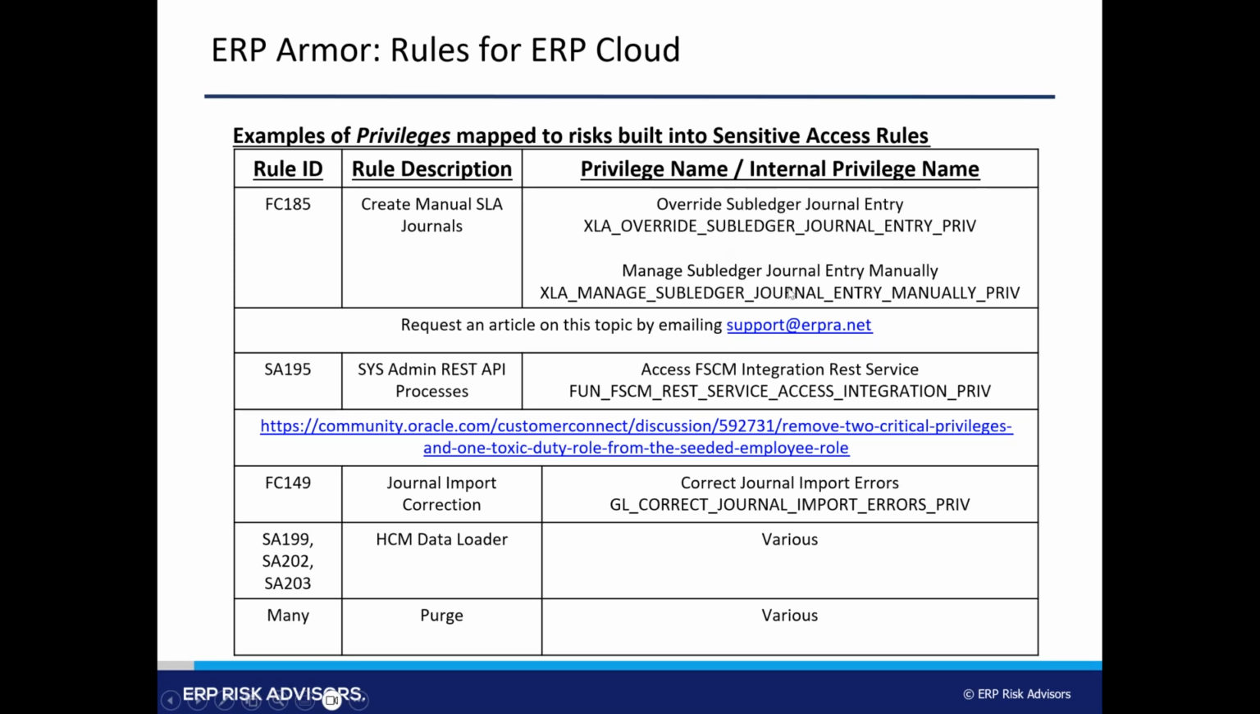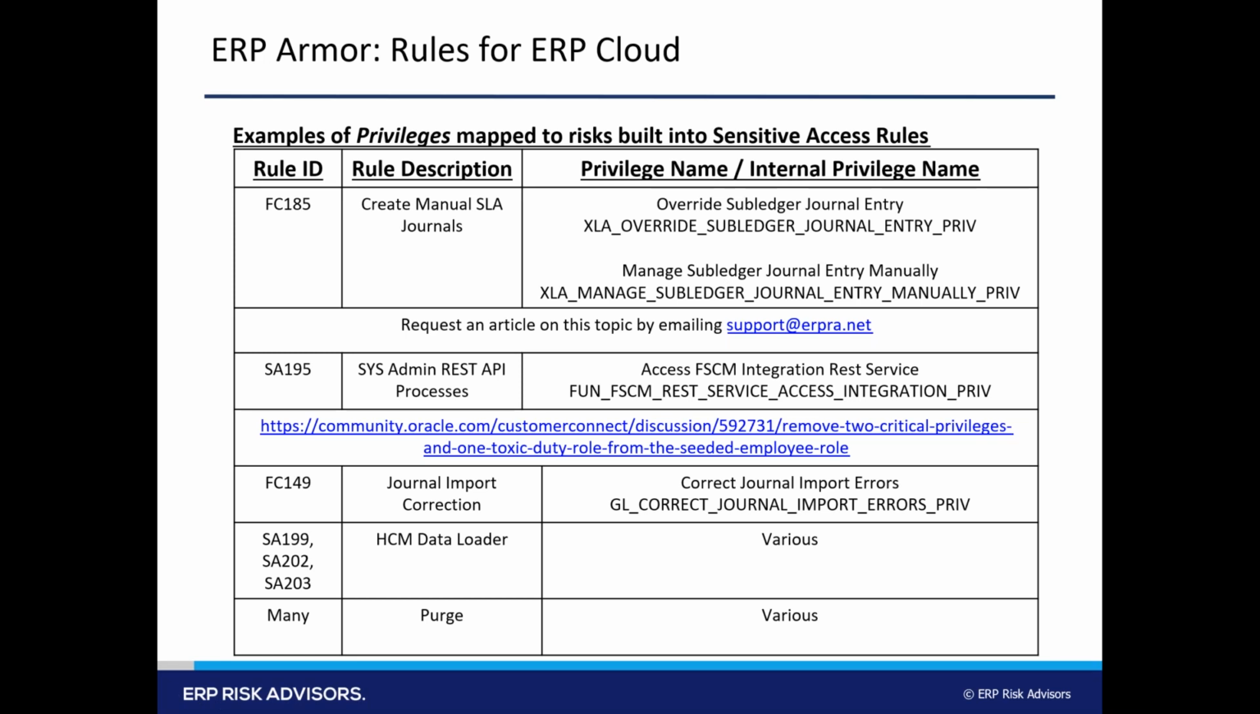The next one here is very similar. The only difference is it's called manage subledger journal entry manually, and the risk, like in EBS, is that you can choose any source. So when you're uploading a journal entry, you can choose the source, and you could choose one that's not subject to the journal approval workflow. So that's really the same risk as in EBS.